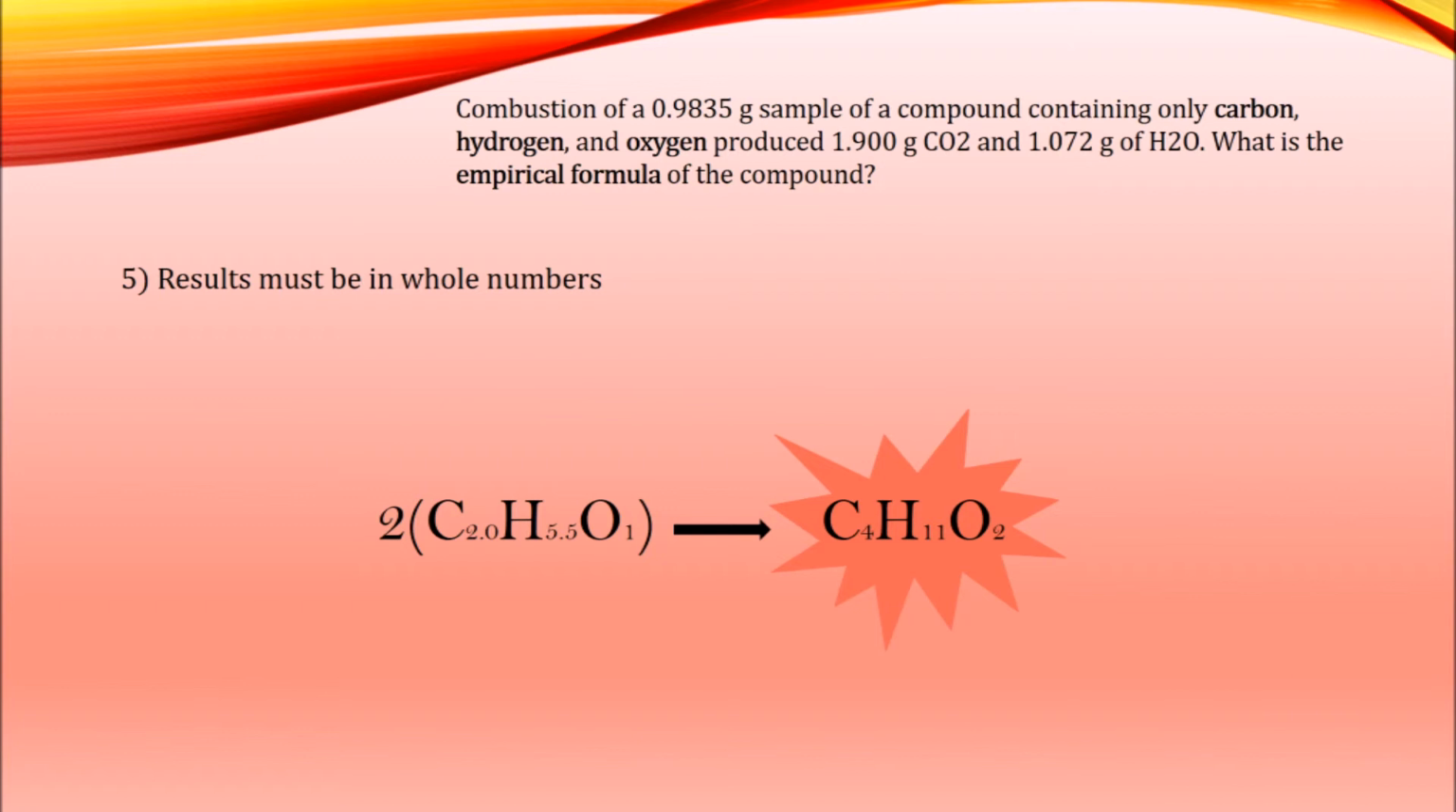In this step, in order for us to get the whole number for the empirical formula, we have to multiply it by a number that turns the decimal to a whole number. Here we use 2, which we multiply by the ratio we currently have for carbon, hydrogen, and oxygen. As a result, we get C4, H11, and O2, which is the empirical formula that we were looking for.